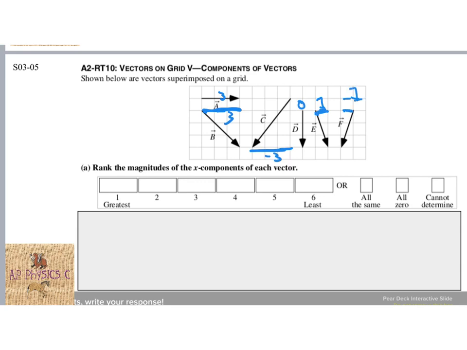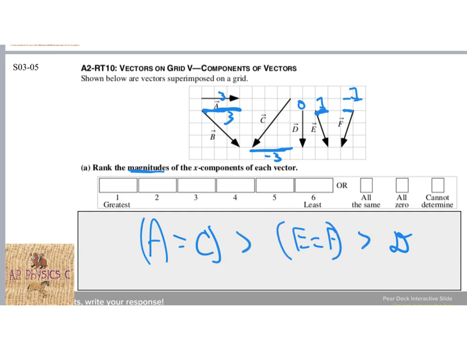But they want the magnitudes of the components. So the negatives don't really matter here, and we see that we have that A is the same as C, and we have that E is the same as F, and D is all by itself, and 3 is more than 1 is more than 0.